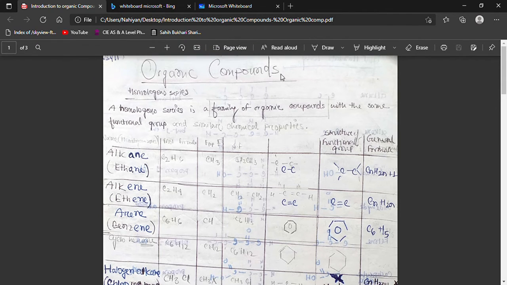So today we're going to look at organic compounds. Firstly, let's look at the homologous series. So what's a homologous series? A homologous series is a family of organic compounds.